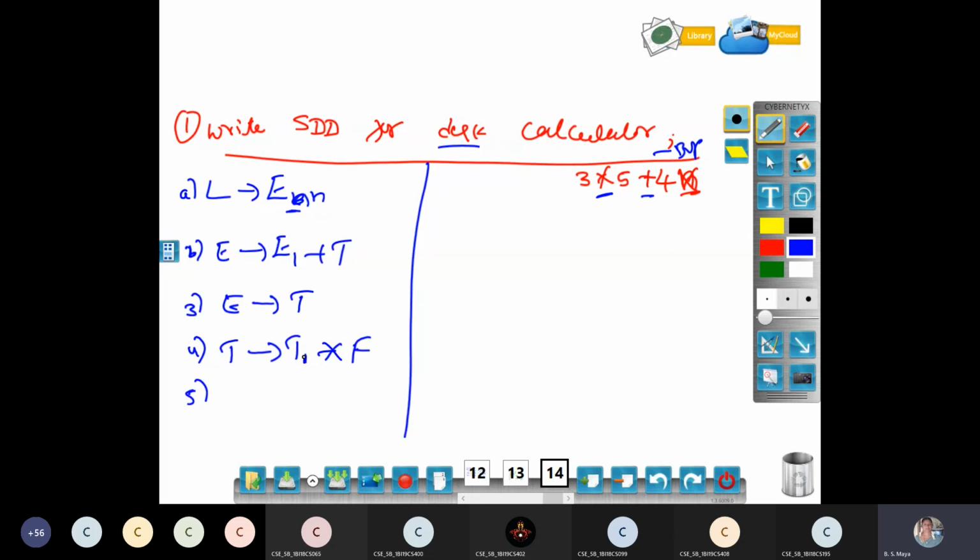The subscription is very, very important. Otherwise, you will get confused about which is inherited and which is synthesized.